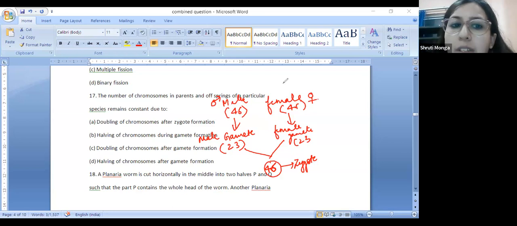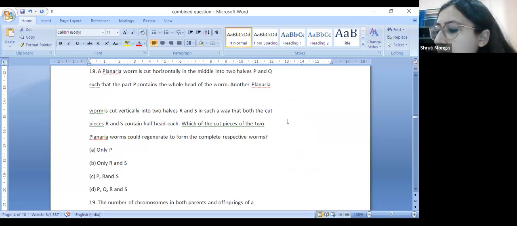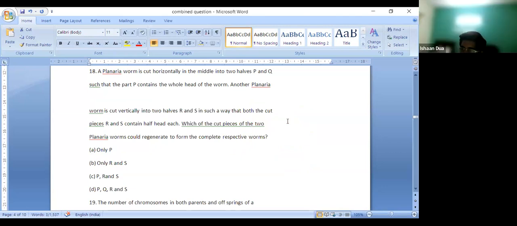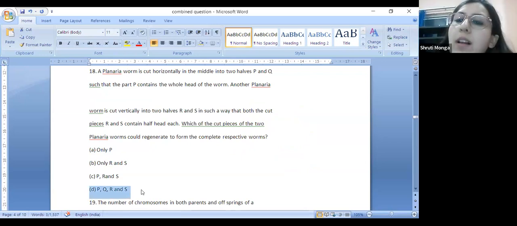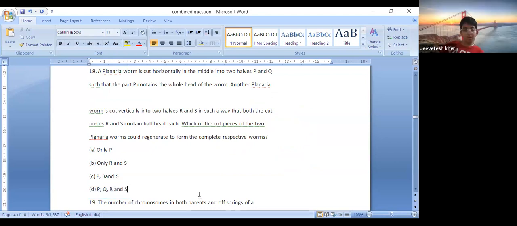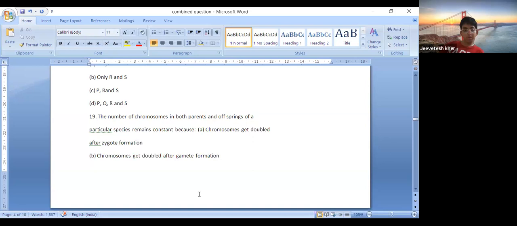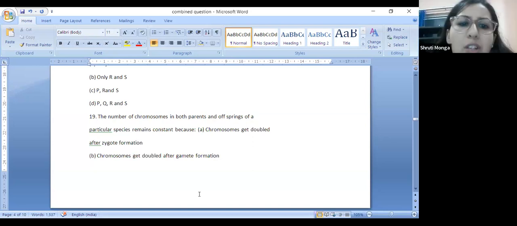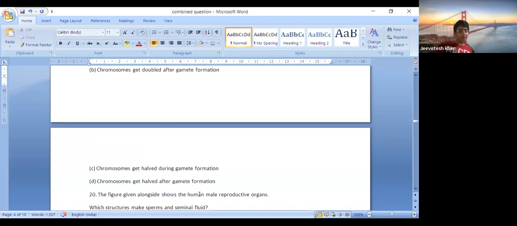And now the other question is the same which I gave you in the test. I hope you all know the answer to this question. We have discussed it also. Yes, ma'am. The answer is PQRS. All the parts will regrow. Every part will regenerate. Question 19. Oh, it is the same question that we did just now.